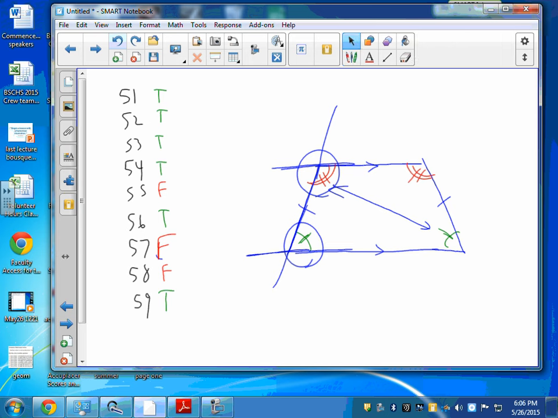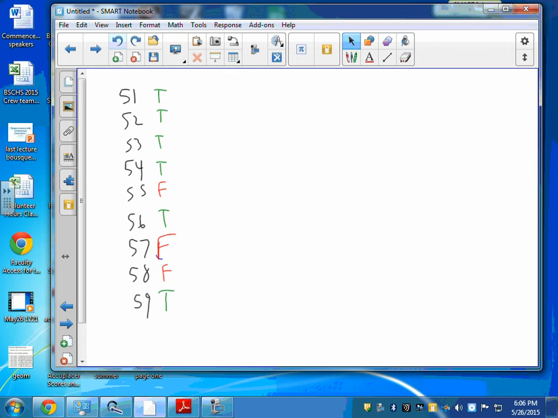58. The ratio of the circumference to the radius of a circle is pi. We need a ratio. Let's see, the circumference is 2 pi r, and the radius is just r. So this is the ratio of the circumference to the radius. Well, the r's cancel. That works out to be 2 pi, not 1 pi. So that's a false statement.